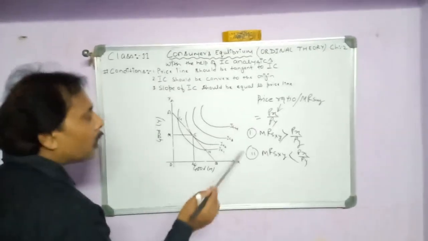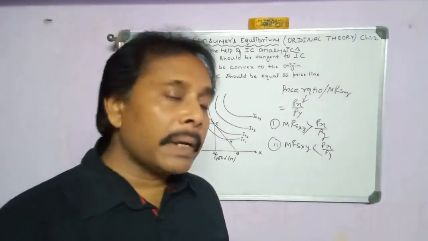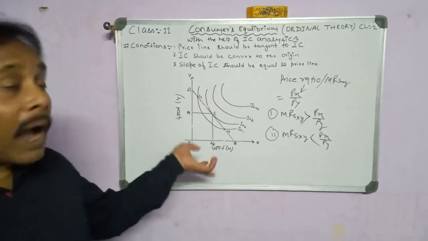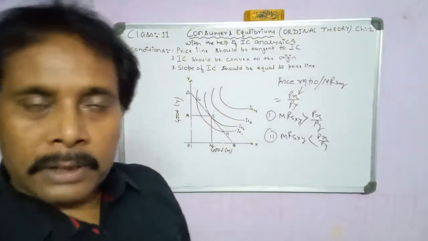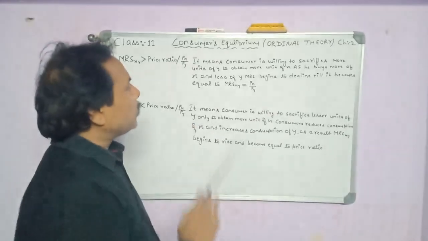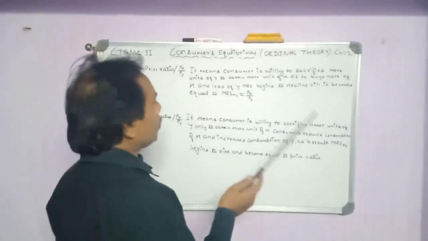We can also say that IC2 will give more satisfaction compared to IC1, because a higher indifference curve gives a higher level of satisfaction. Is it clear? Okay. We have already completed how a consumer will be in equilibrium with the help of the IC curve.